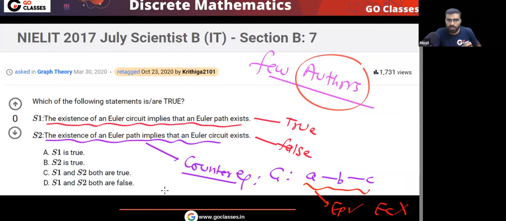Okay, so I hope you understood. So there are a few authors, according to them, option S1 will be true. So anyway, this is not a GATE exam question, right? See, I told you in this exam, a lot of poor questions are there.